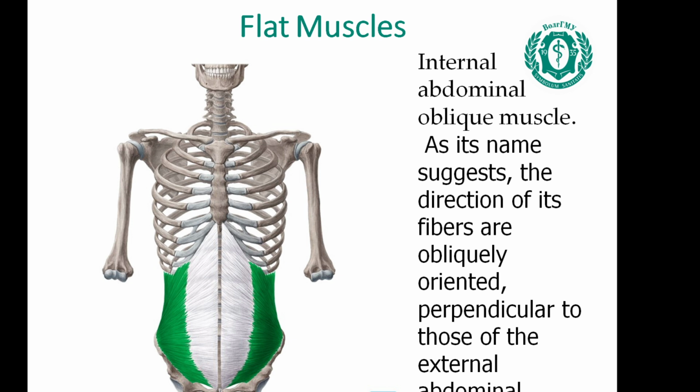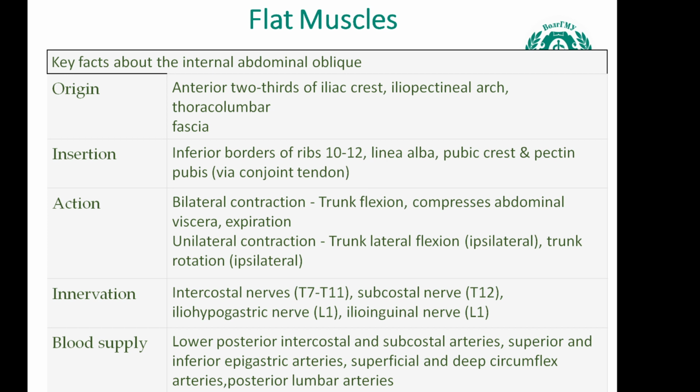This picture shows you the scheme of the internal abdominal oblique muscle. As its name suggests, the direction of its fibers is oblique, perpendicular to those of the external abdominal oblique. The facts about the internal abdominal oblique muscle. Origin: anterior 2/3 of iliac crest, iliopectineal arch, thoracolumbar fascia.